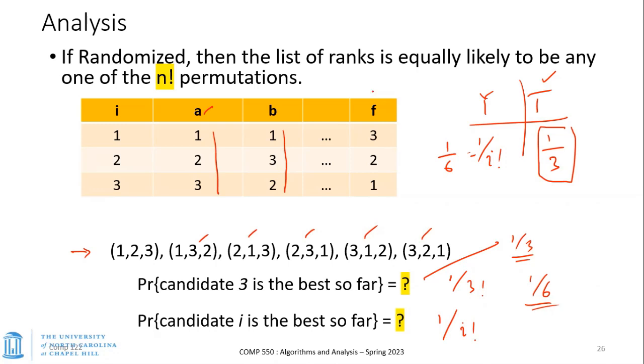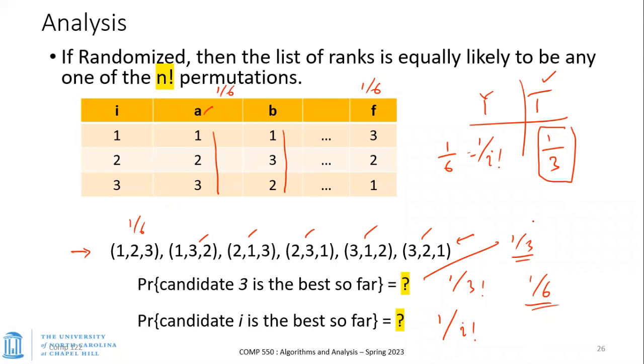Okay. So there are 6 possible permutations. And by saying that they're equally probable, we're saying that each one of those permutations is equally probable. So each one of them is 1/6 in probability. Each one of these cases is 1/6. And now what we're saying is that in this particular scenario, what is the probability that candidate 3 is the best so far?